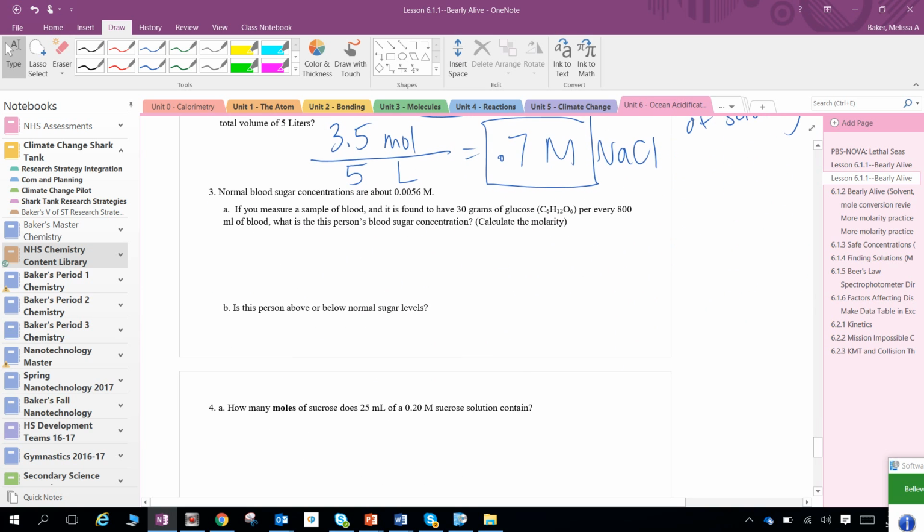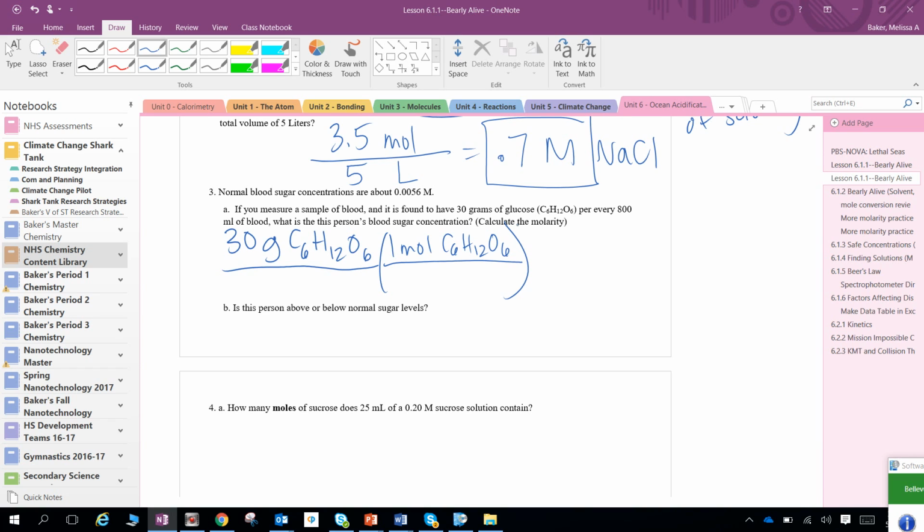Let's take a look at this blood sugar question. If you measure a sample of blood, it says they found that there were 30 grams of glucose for every 800 milliliters of blood. So let's figure out what this person's blood sugar concentration is. Well, first, we've got to get grams of sugar into moles of sugar. So I've got to figure out the molar mass of C6H12O6 using the periodic table. So I'm going to add up 6 carbons, 12 hydrogens, 6 oxygens. 1 mole weighs 180.18 grams, about.